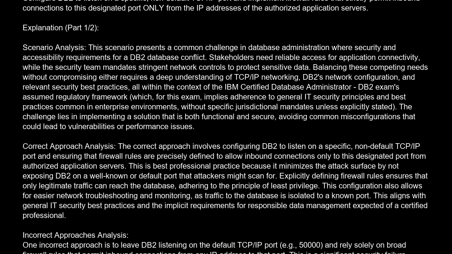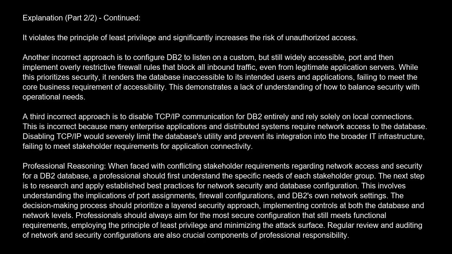One incorrect approach is to leave DB2 listening on the default TCP/IP port, e.g. 50,000, and rely solely on broad firewall rules that permit inbound connections from any IP address to that port. This is a significant security failure because it exposes the database to a wide range of potential threats, making it an easy target for port scanning and brute force attacks. It violates the principle of least privilege and significantly increases the risk of unauthorized access.